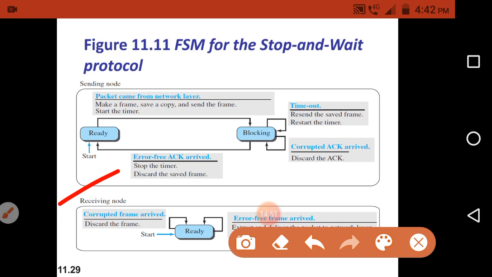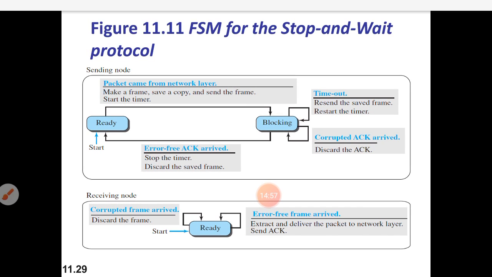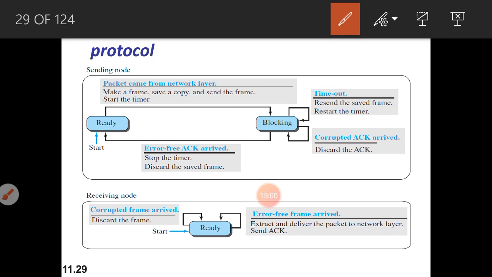So here the receiving node is always present in the ready state, okay. In the ready state two events are possible. One is whenever a corrupted frame arrives at the receiver, and the other is whenever an error free frame arrives at the receiving node. Okay, so first we will discuss the error free frame arriving at the receiver. Whenever the sender sends the frame to the receiver, the receiver will verify that frame by using the CRC code. If it is an error free frame, then it will extract the packet and deliver that packet to the network layer.